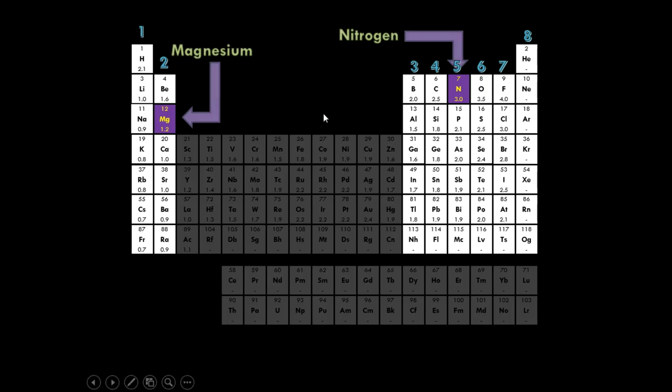For naming binary compounds of a metal and a non-metal, we take the name of the metal as is, and for nitrogen, we keep "nit" and then add the suffix -ide. So magnesium nitride. If it is the combination of magnesium and oxygen, it is going to be magnesium oxide. So the name is magnesium nitride if we combine magnesium and nitrogen. Again, the group numbers tell us the valence electrons for each of these elements.